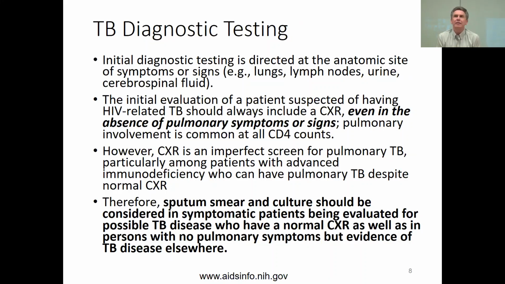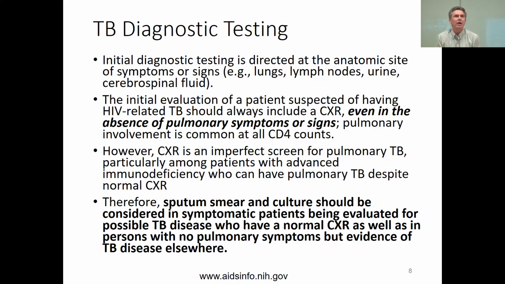Now, diagnostic testing really is directed at the anatomic site where signs and symptoms are presenting that makes you suspect TB. And again, most commonly it's the lungs, but as I mentioned, with extrapulmonary TB being common, you may be looking at other specimens, urine, CSF, lymph node aspirates, to look for the tuberculosis. Now, having said that, in any patient with suspected TB, even if you think it's extrapulmonary, you really should get a chest x-ray, even if that patient has no pulmonary symptoms or signs, because pulmonary involvement is common actually at all CD4 counts of disease.